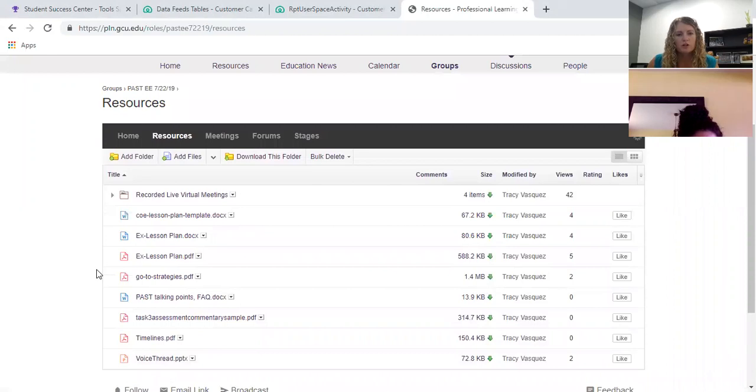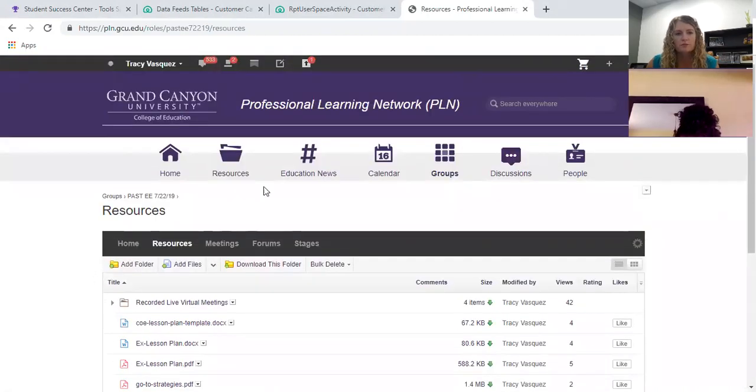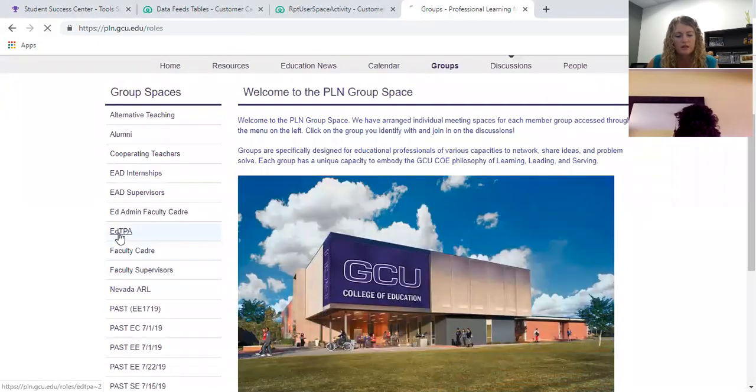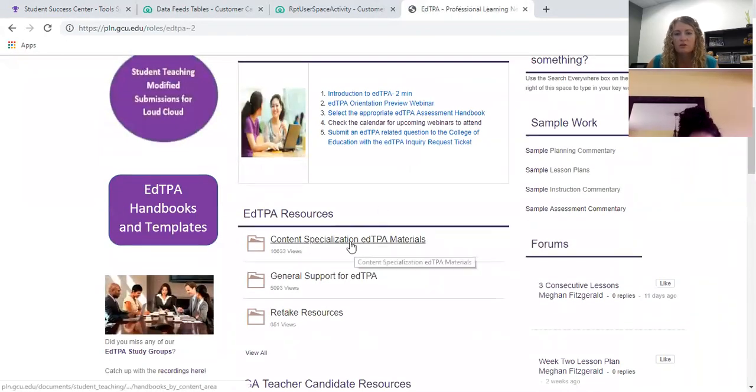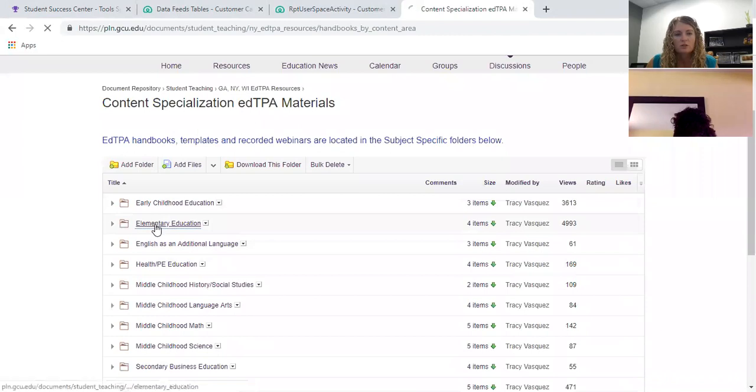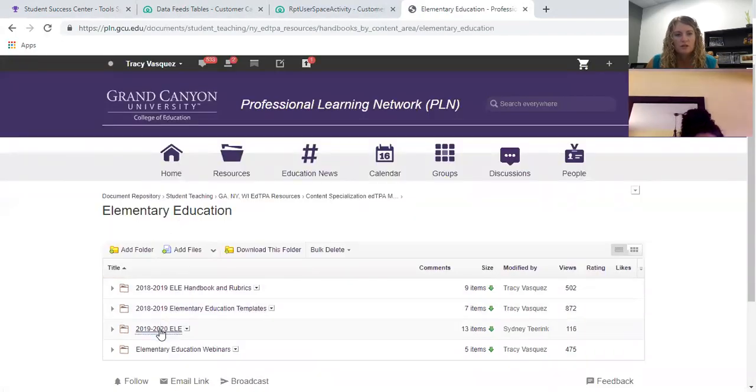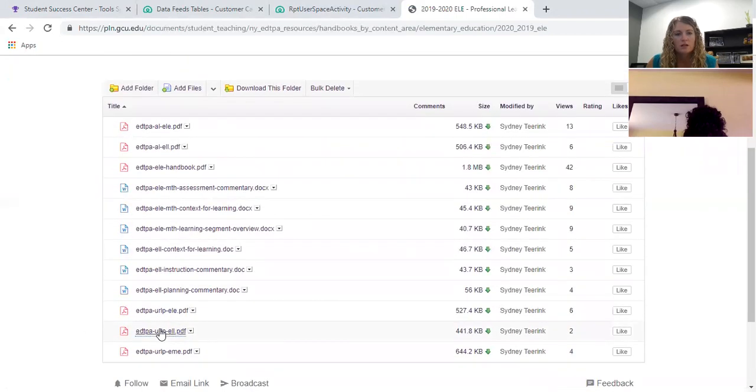Okay, next I want to show you the Understanding Rubric Level Progressions tools. You can find these in the group spaces here in EdTPA. These are going to be in the content-specific materials, because this is a tool that's specific for each content area. So you're going to be looking for elementary. We'll go into the content-specific materials, click on elementary education, and 2019, 2020. Now I'm going to show you the Understanding Rubric Level Progressions. It's titled URLP. And of course, we're elementary, so this is ELE.